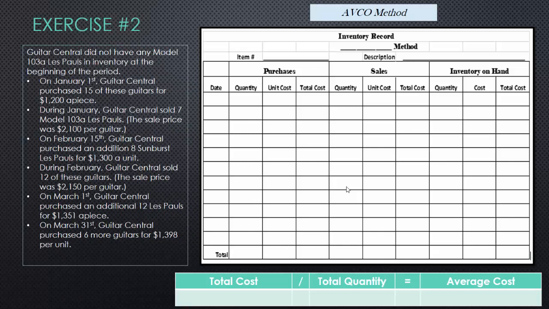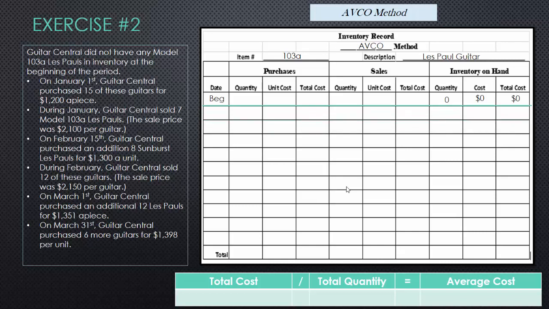So our method this time is the weighted average method, which I like to abbreviate to AVCO. This is for our item number 103A Les Paul guitar. The first thing it says is that Guitar Central did not have any model 103A Les Pauls in inventory at the beginning of the period. So our beginning inventory is just 0. Simple enough.